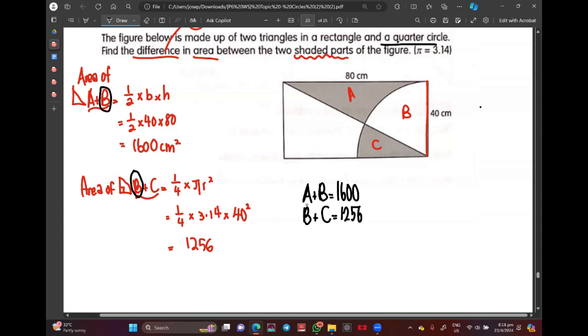Agree so far? Can you see how I am actually cancelling B? When I cancel B, it means I do B minus B. And then I must also do the same thing to C, right? It means A minus C, correct or not? Which is equals to 1600 minus 1256. And you will get to an answer of 344 centimeter square.